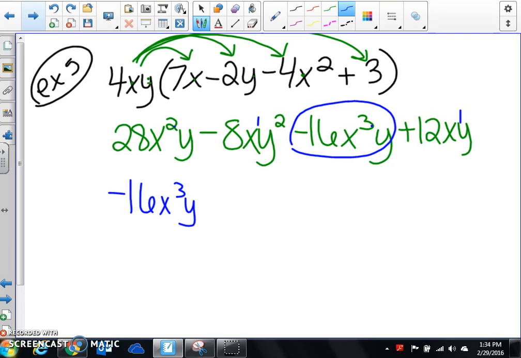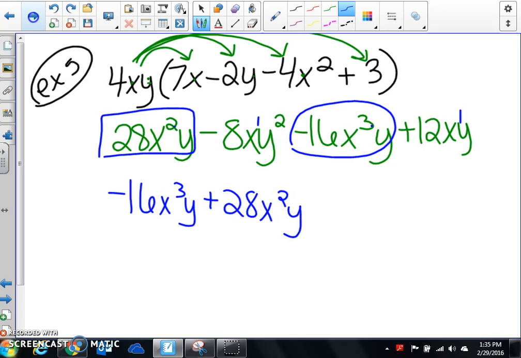So then I have x squared, which is here. So positive 28x squared y. Both of these are x to the first. However, this one has y squared. So this would be the next one I would write. And then I'm left with a positive 12xy.